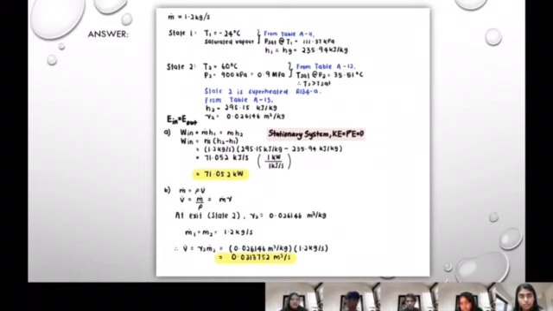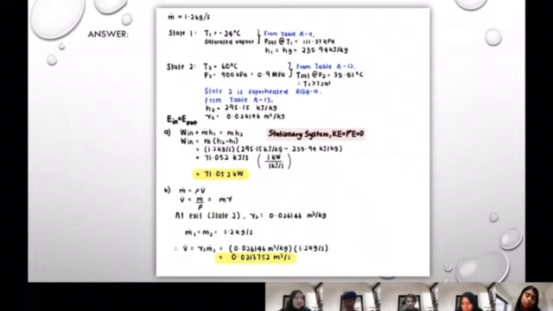For state 2, the temperature is 60 degrees Celsius and the pressure is 900 kPa. From Table A-12, we know that T saturation is 35.51 degrees Celsius. So T2 is greater than T saturation, so state 2 is superheated vapor for refrigerant 134a. From Table A-13, we get h2 is 295.15 kJ/kg, and the specific volume v2 is 0.026146 m³/kg.